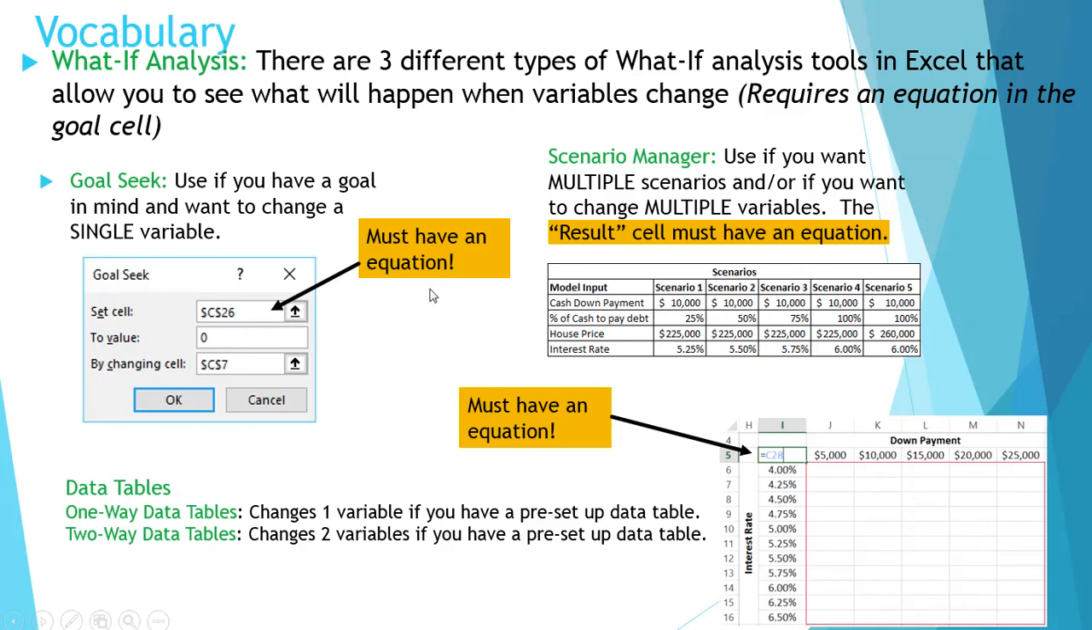For all 3 of these, you have to tell Excel what your equation is. If you don't have an equation that links your different variables together, then it can't help you. And the variables that you are putting in your scenarios have to be linked somehow into the equation. So let's see all these in turn.